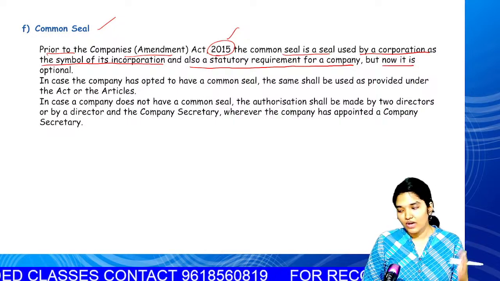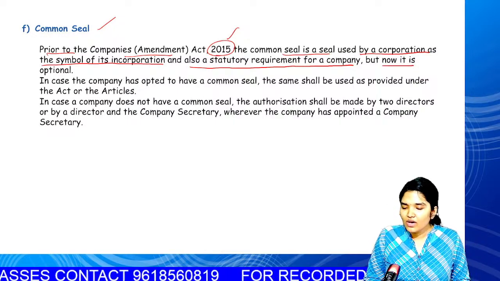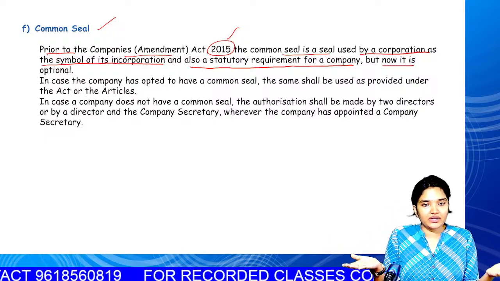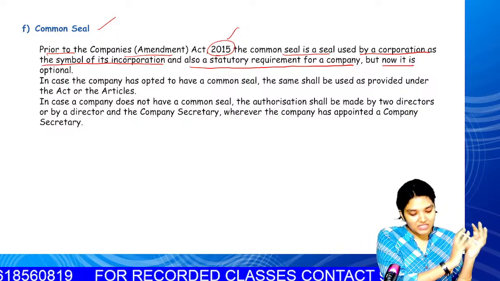You don't need to have a common seal. So if you don't need to have a common seal, who will sign in the agreements, madam? Who will enter into the agreement? So what is the proof? What is the physical proof?